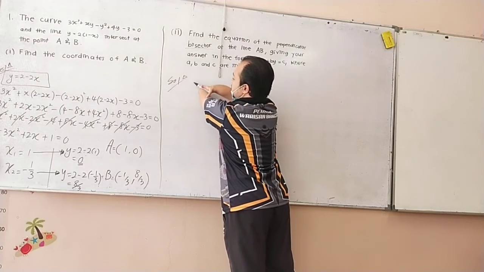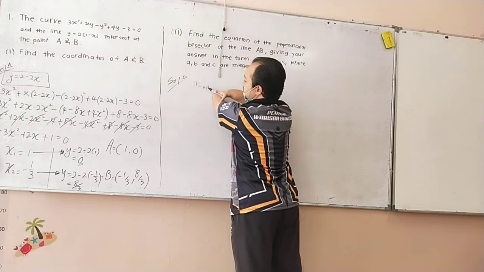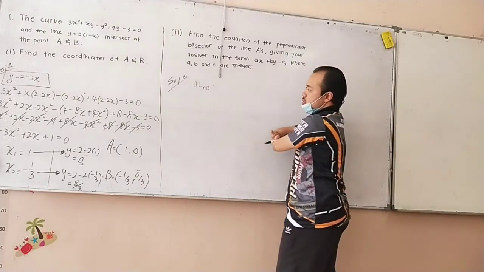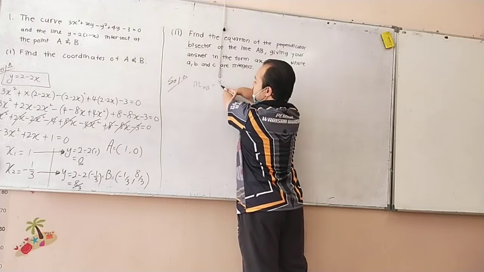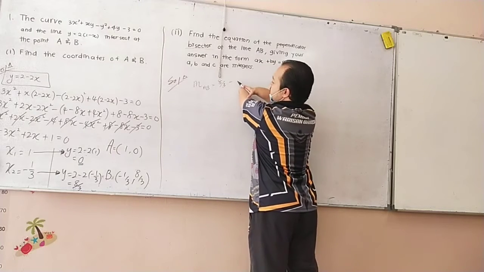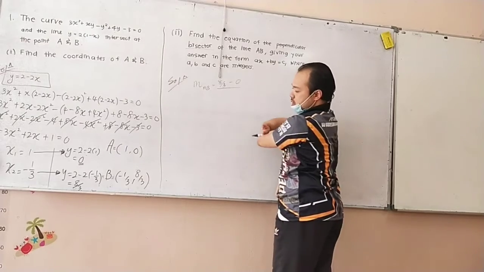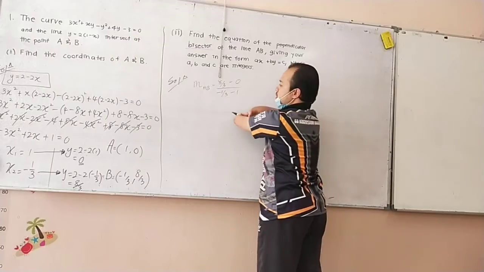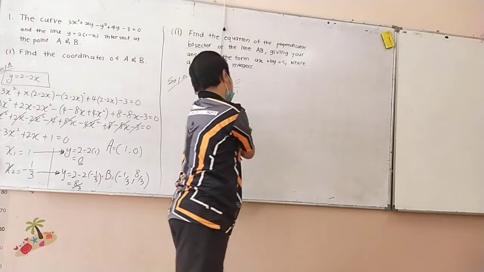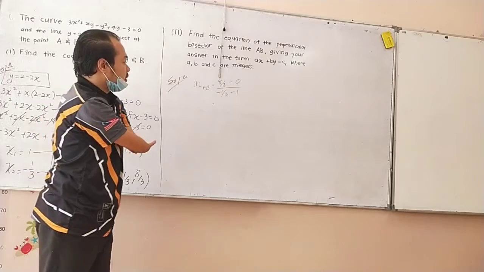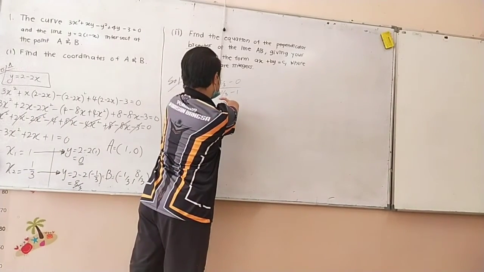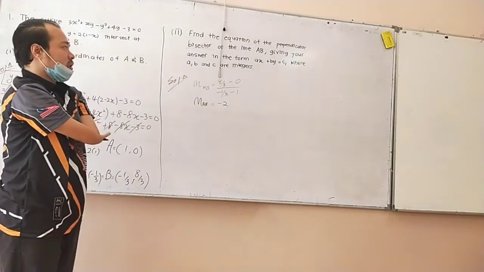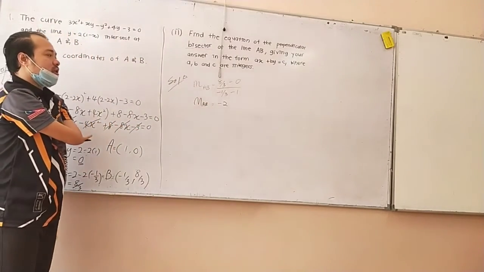Step number 1, let's calculate the gradient of AB. Coordinates A and B we found already in the previous part. So y2 minus y1, so 8 over 3 minus 0, over negative 1 over 3 minus 1. So Arif, what is the gradient of AB? Negative 2. Okay, so this is the gradient of AB.